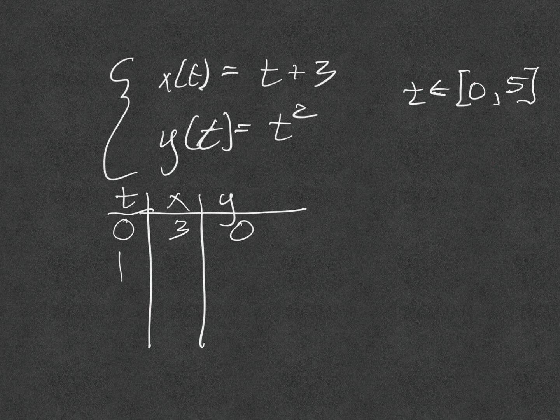If the time is 1, then the x is 1 plus 3, or 4, and the y is 1 squared. If the time is 2, then the x is 5, and the y is 2 squared, or 4. And then 3, and so forth. You could keep going on. And in this manner, you can see that the variables are changing at different rates.